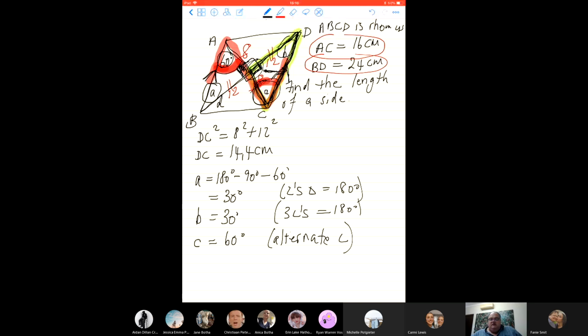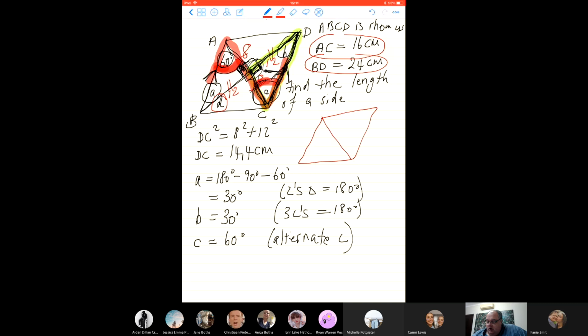Is there anybody who can tell me how on earth I'm going to find this D? This angle D. This one over here. Now everybody's going to start looking for alternate angles and all of that. You don't have to, because what else do you know about a rhombus?